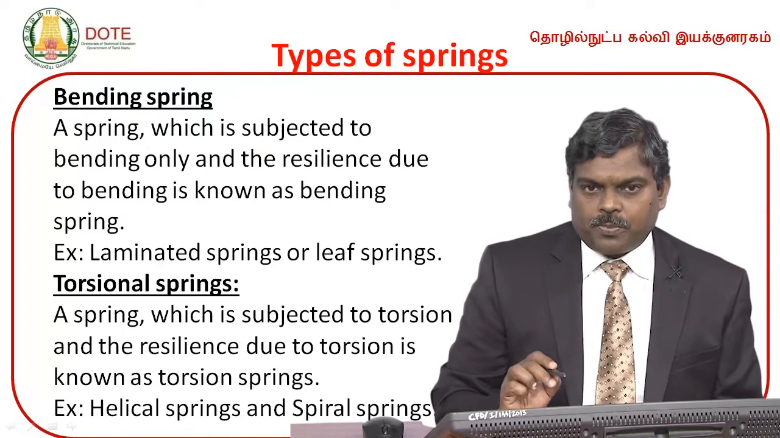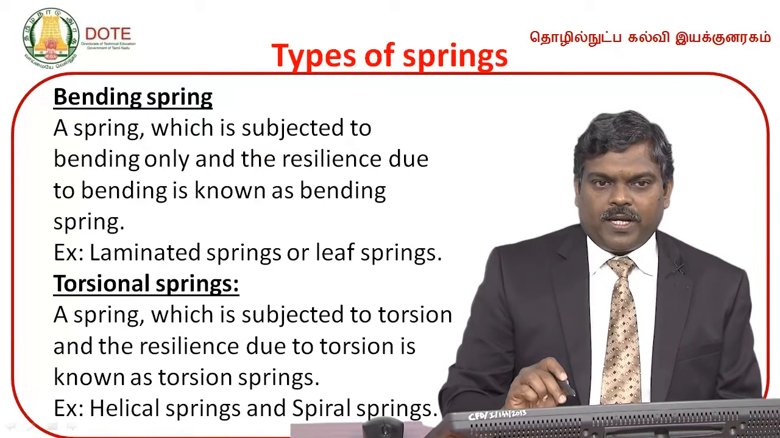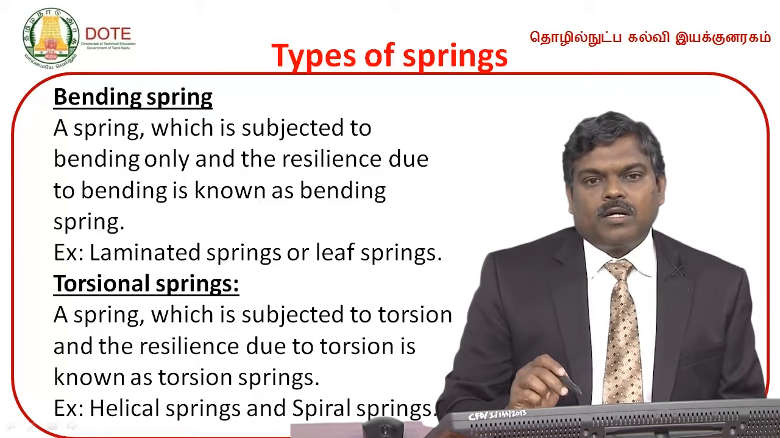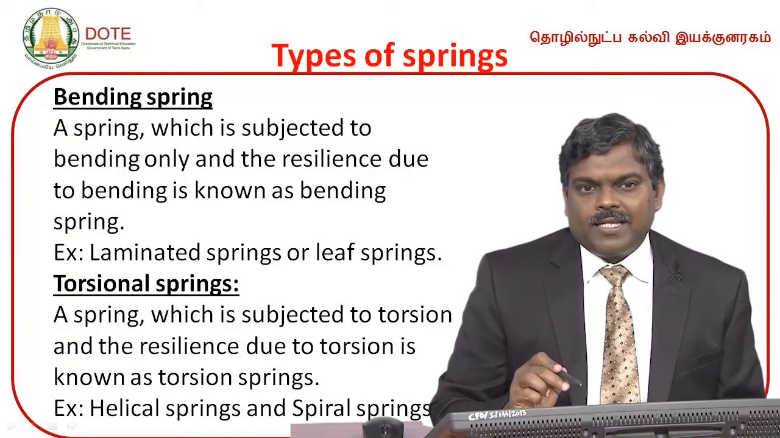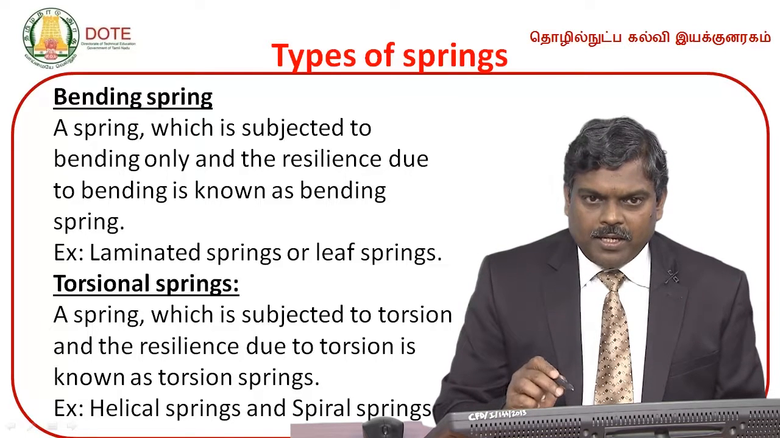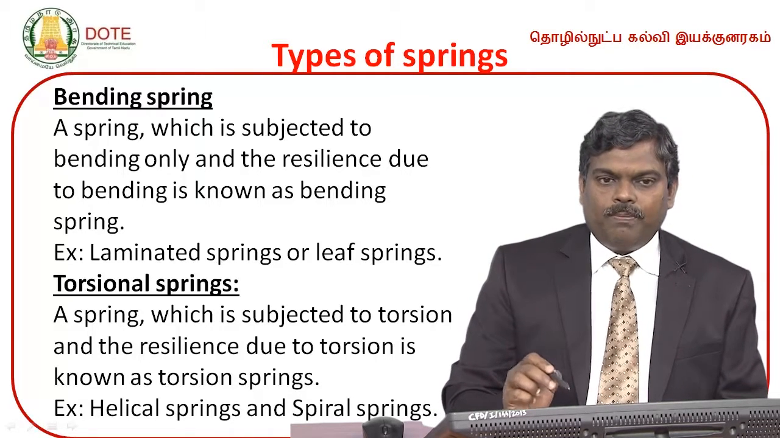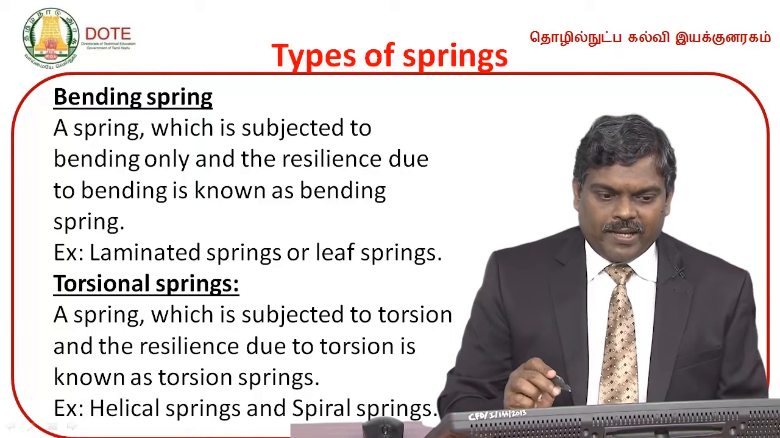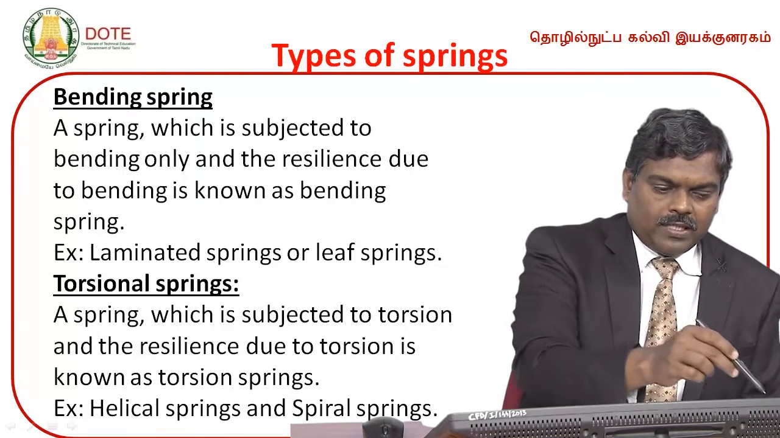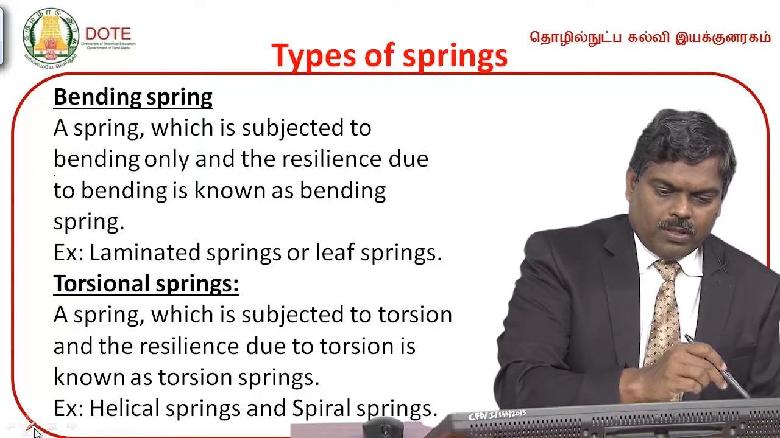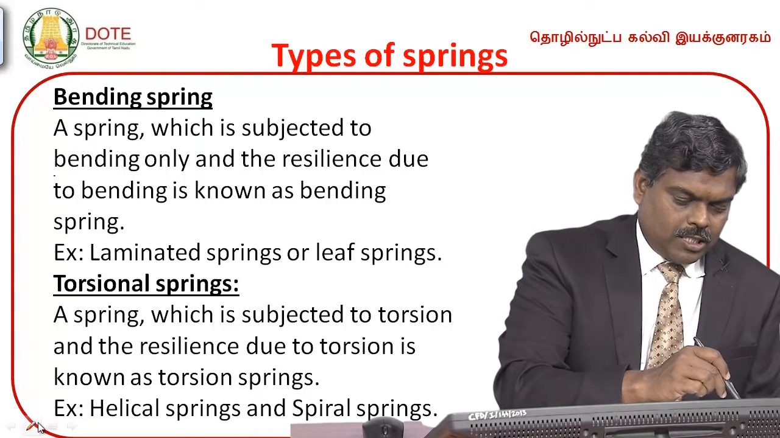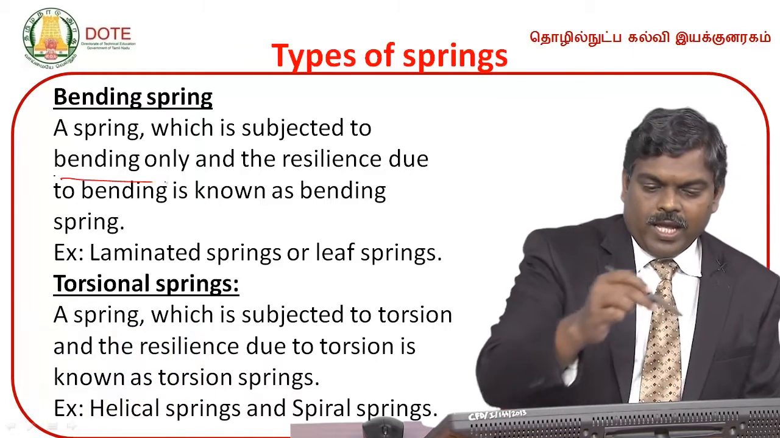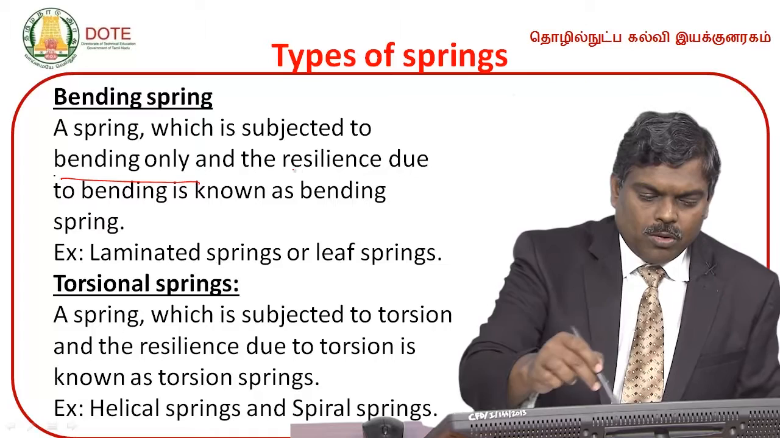What are the types of springs? There are two types of springs. Springs can be classified as bending springs and torsional springs. What is a bending spring? A spring which is subjected to bending only, and the resilience due to bending.